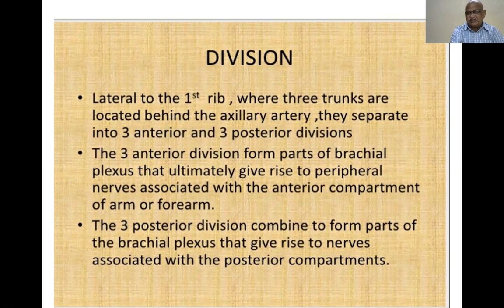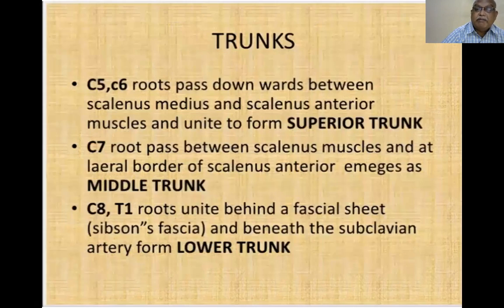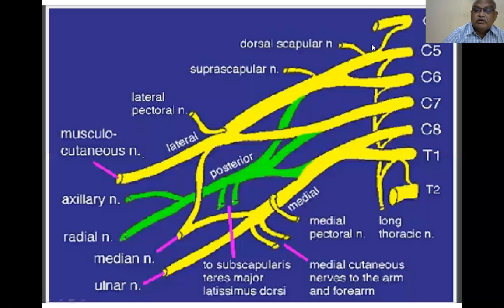Whereas posterior divisions of the brachial plexus are associated with the posterior aspect of the upper limb. I will show you. So, this one and this one are anterior divisions. These, all associated with yellow color, are supplying the anterior aspect of the hand. Whereas the green color, they are formed by the union of posterior divisions. They are associated with nerve supply to the posterior aspect of the upper limb.